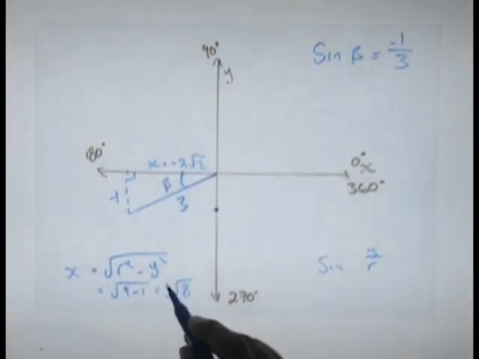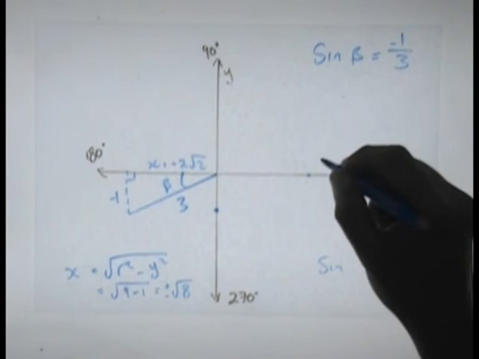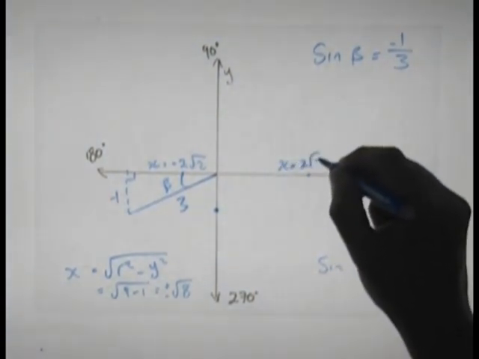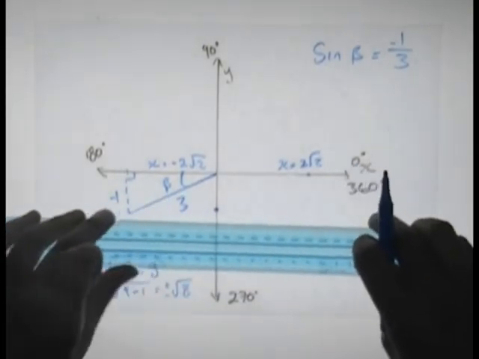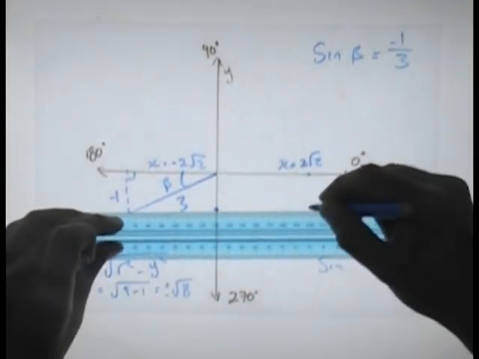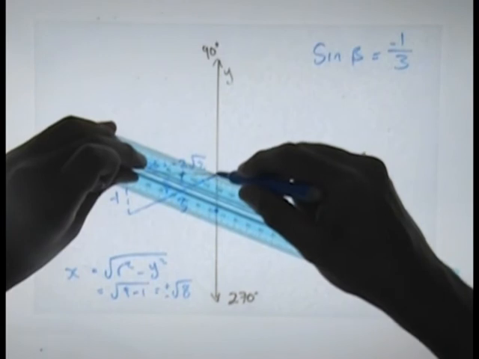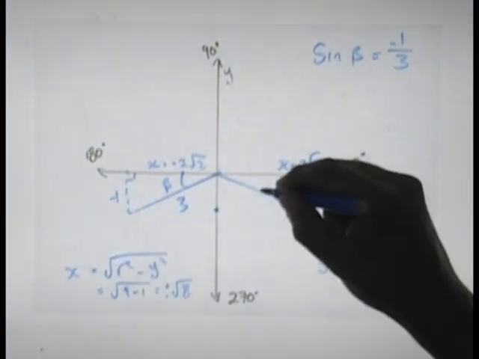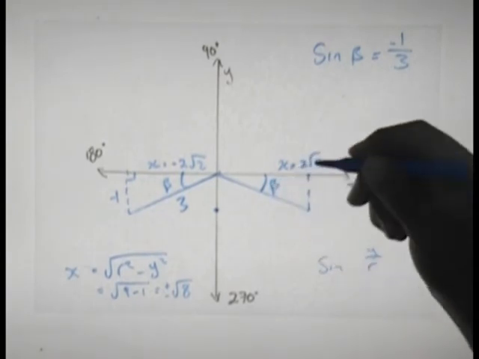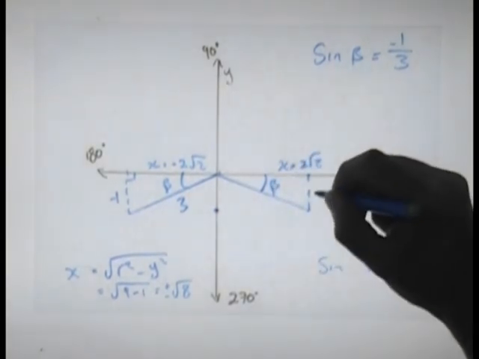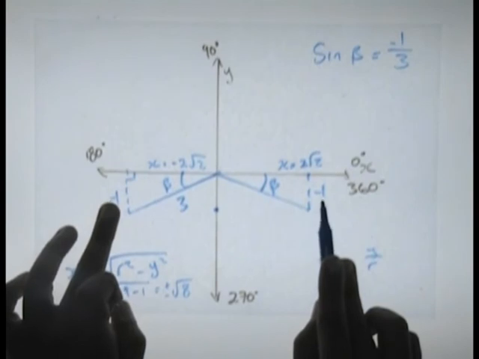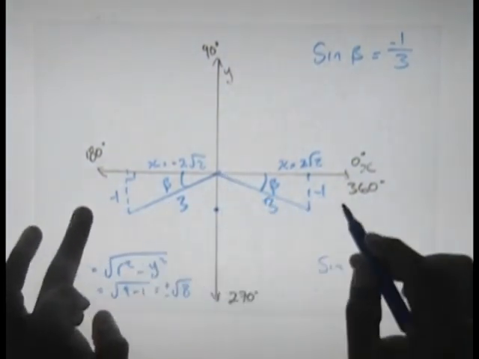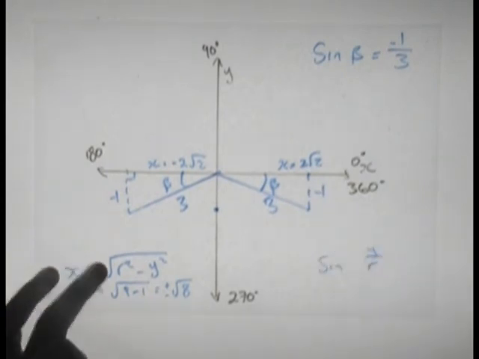But x could also be positive. That means that it could also fit over here with x equal to positive 2 root 2, which means that beta could be over here as well. Again, two angles could be formed because I didn't give restrictions. Both of them have an r value of 3, and both of them have a y value of negative 1.